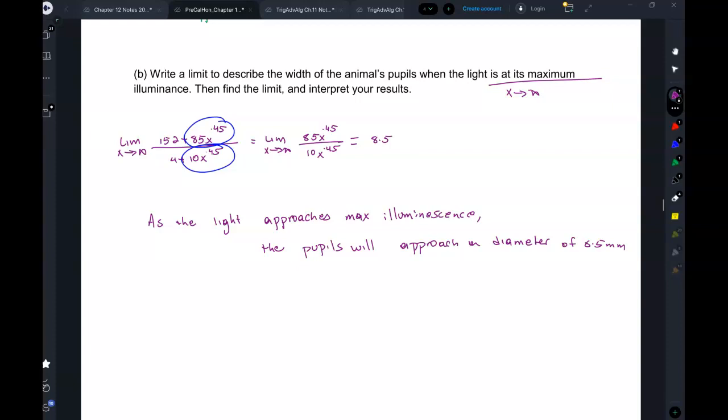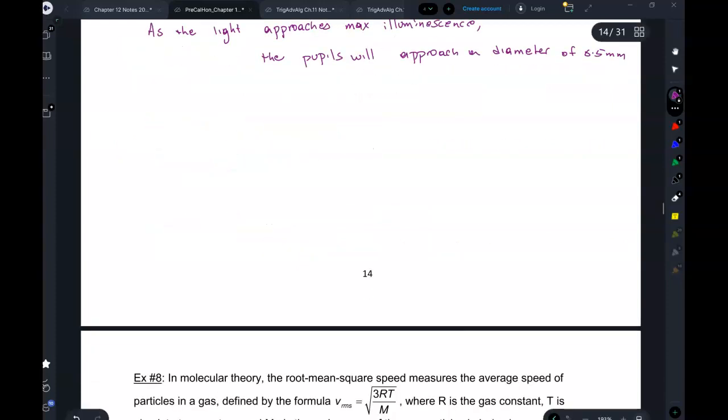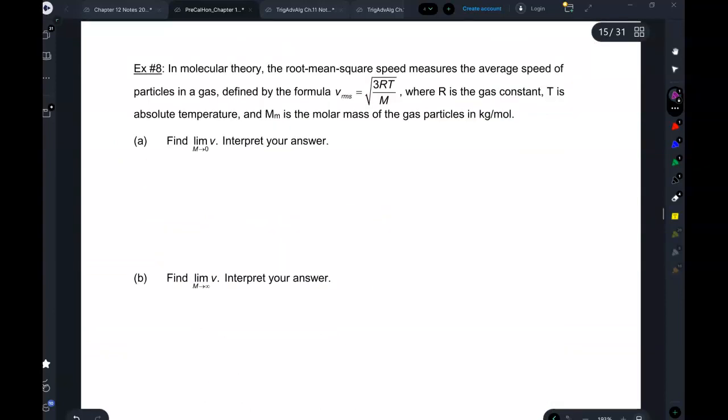Okay, questions? Do you only take the leading term of the top and bottom when x is going to infinity? Okay. All right. So this next one.